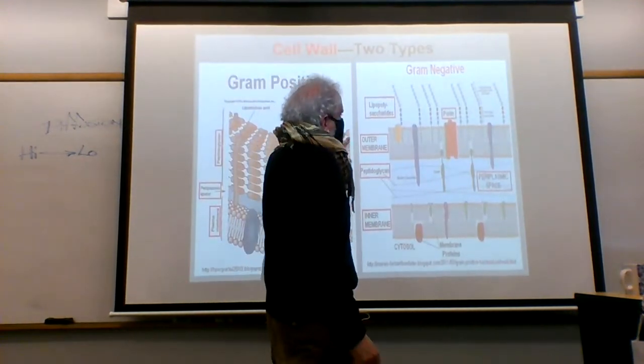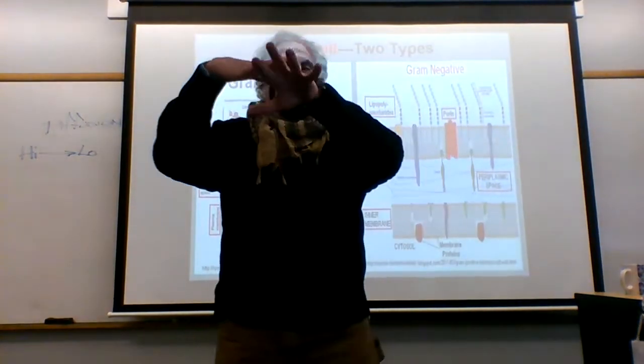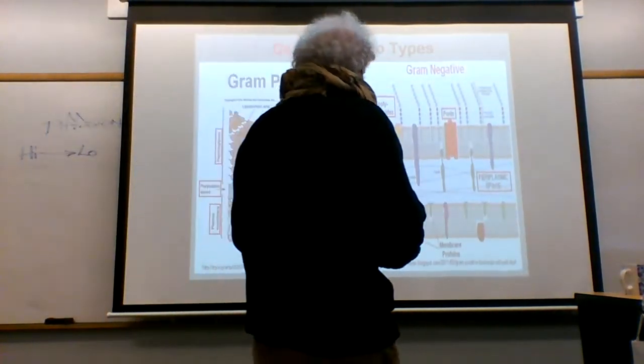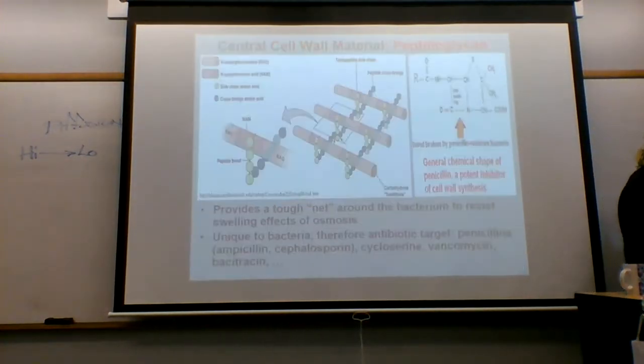It's going to have a pretty good net negative charge, and so they have sort of a static electricity kind of interaction going on. You can do a whole lot with these different kinds of cell walls.